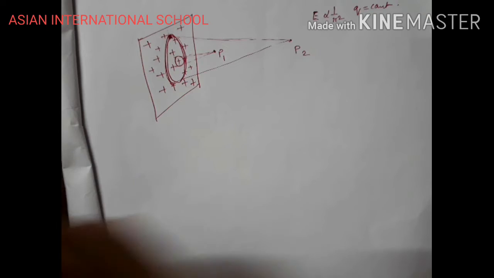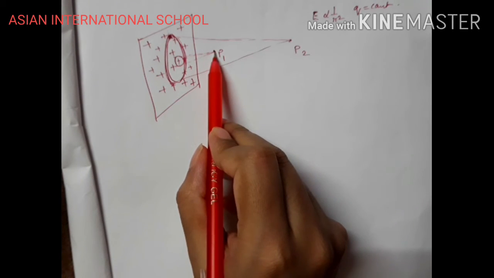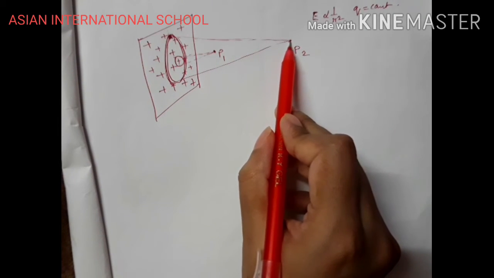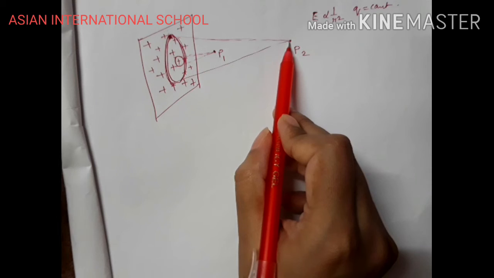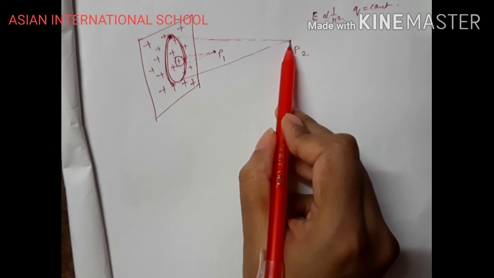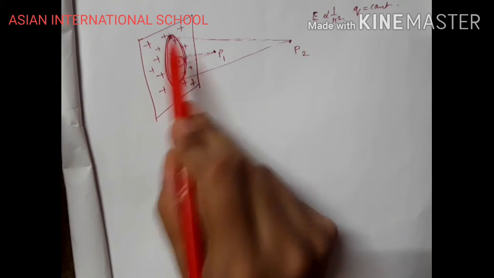But in this case, for a sheet, what is taking place? Here you are taking the distance less, so electric field should be more. Here you are taking the distance more, so electric field should be less. So for point P2, the distance is more, the electric field should become less. But that amount of electric field is getting added because of the more amount of charge.